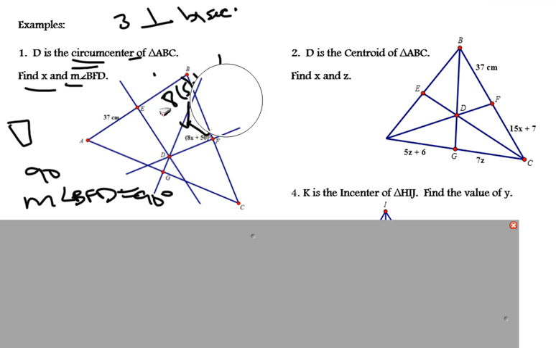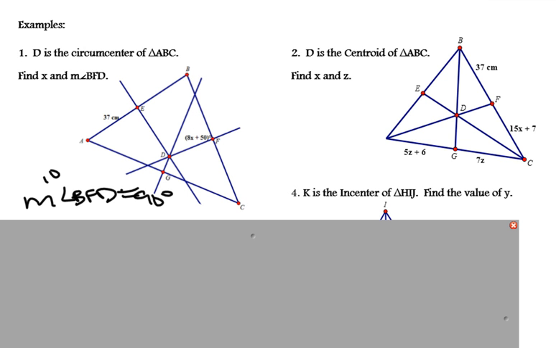Alright, so using the definition for centroid number 2, pause the video and see if you get what I get. Mark your picture and use that to find x and z. Okay, you should have gotten z is 3 and x is 2.